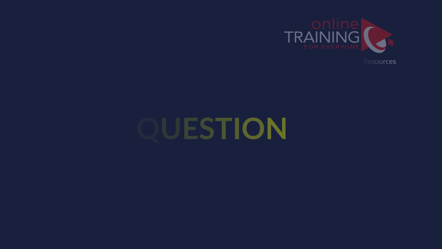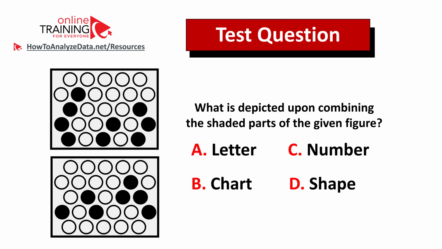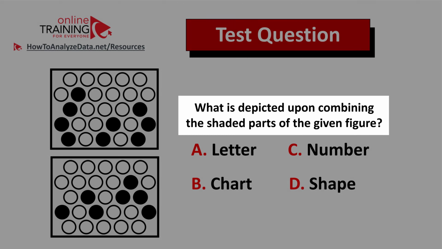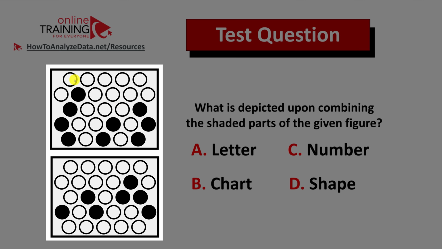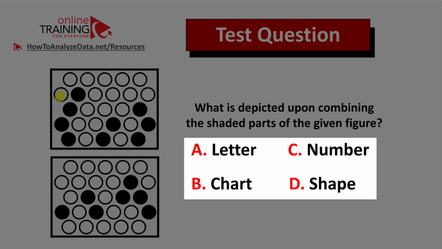Here's the tricky question from the real test. But somehow I have a feeling that you might come up with the answer. What is depicted upon combining the shaded parts of the given figure? And you have 2 rectangles with circles inside presented on the left. Each rectangle contains different circles. Some of them are white and some of them are filled with black. And you have 4 possible choices.